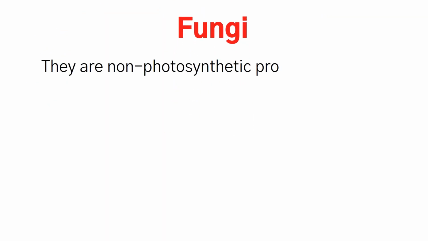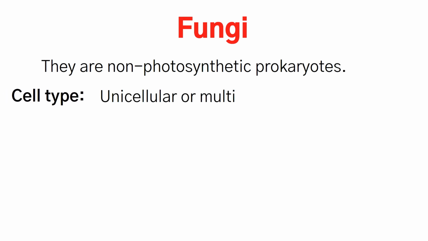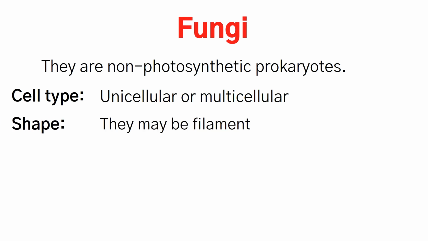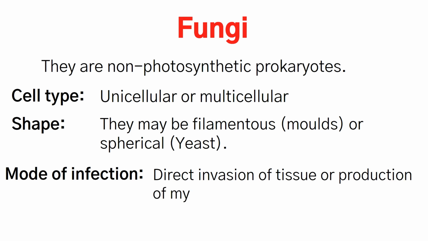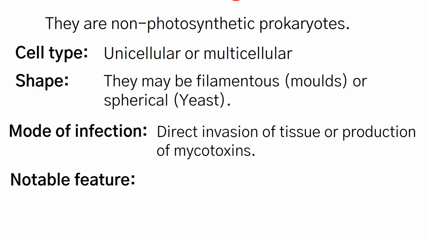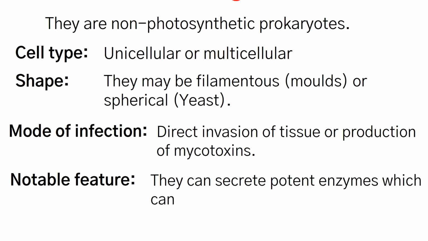Number two, fungi. They are non-photosynthetic prokaryotes. The cell type may be unicellular or multicellular. The shape, they may be filamentous, for example, molds, or spherical, for example, yeast. Mode of infection, through direct invasion of tissue or production of mycotoxins. Notable feature, they can secrete potent enzymes which can digest organic matter.